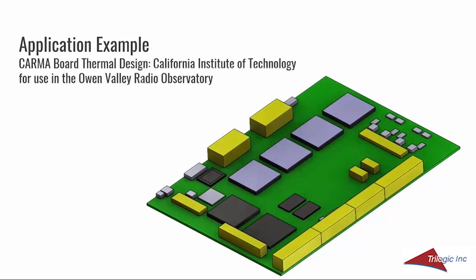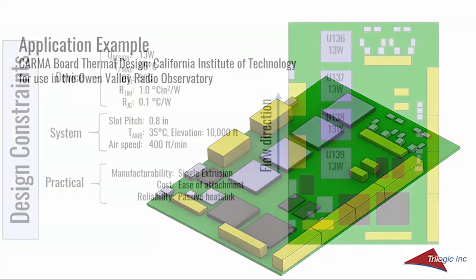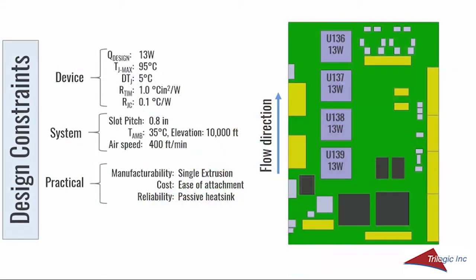The example we'll be looking at is based on the Karma board thermal design for the Owens Valley Radio Observatory. Let's start by looking at the device, system, and practical design constraints. The objective is to design a thermal solution for U-136 through U-139 that maintains the junction temperature below 95 degrees C. But also, these operating temperatures need to be within 5 degrees C of each other.